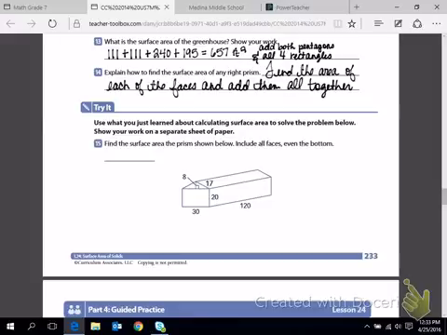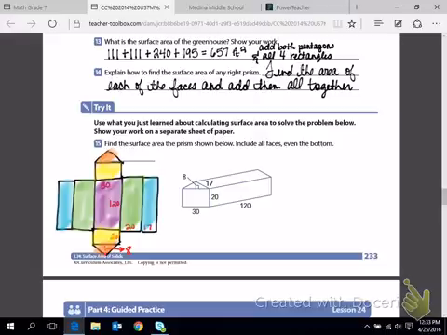So now that we've practiced a pentagonal prism, finding its surface area, we want to try it. Use what you just learned about calculating surface area to solve the problem below. Show your work on a separate sheet of paper, but you're fine to work in your book. So you're going to find the surface area of the prism shown below. Include all faces, even the bottom.